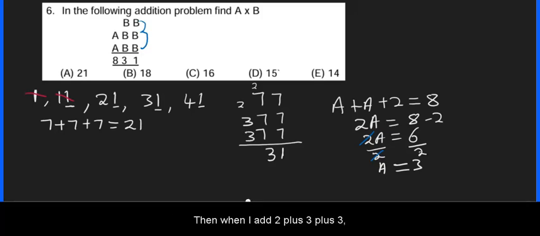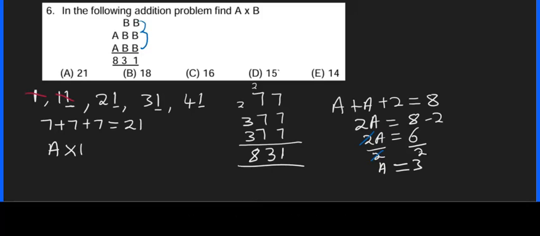Then when I add 2 plus 3 plus 3, this will give me 8. Now I want to see what is A times B. A times B is 3 times 7. This gives me 21. So the answer is 21. It's A. Okay.